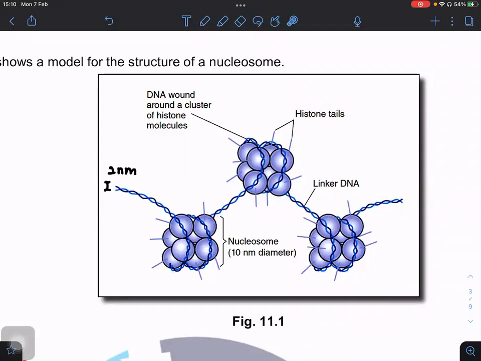And this histone protein has a tail. Can you see that? It has a tail. This tail is very important. When the tails interact, it makes the chromatin more compact. Are you clear? Okay, so now we look at this diagram.